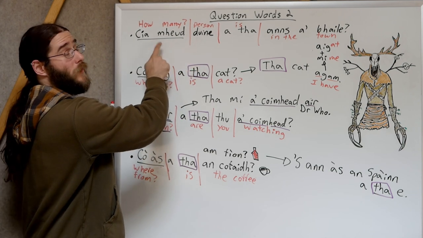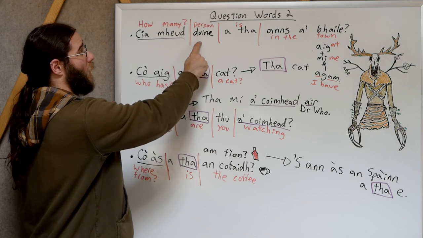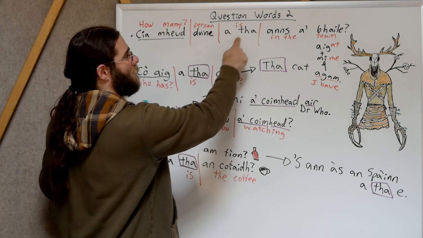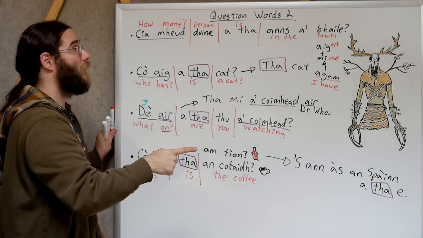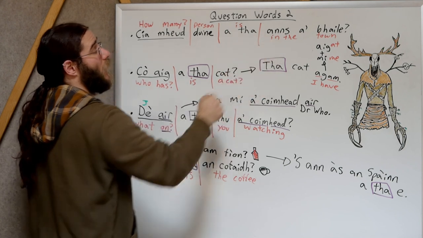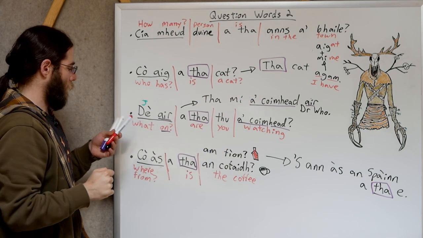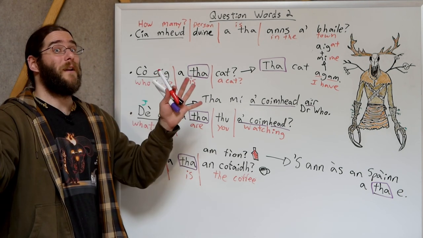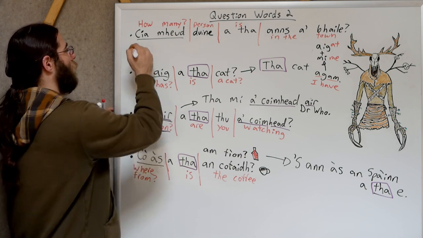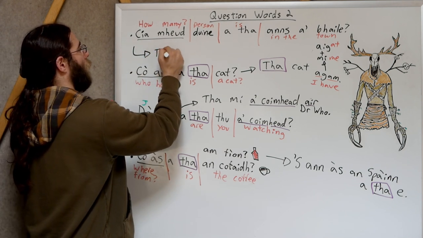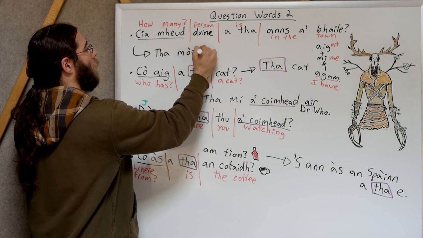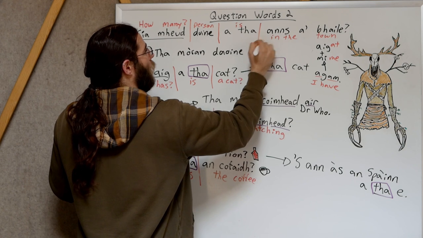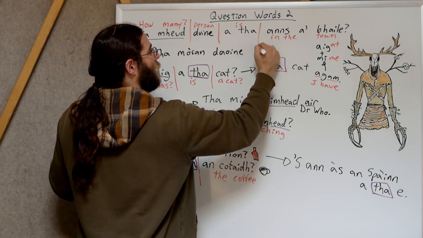How many, question word first, always. Then the thing you're asking about, so how many of what, then is, and then where. Kaviat dinya aha ansavala. How many people are in the town? You could say, ha moran dinya ansavala. I'm running out of space.